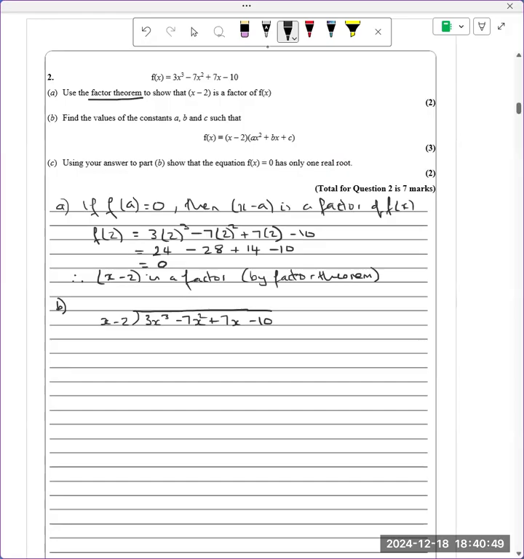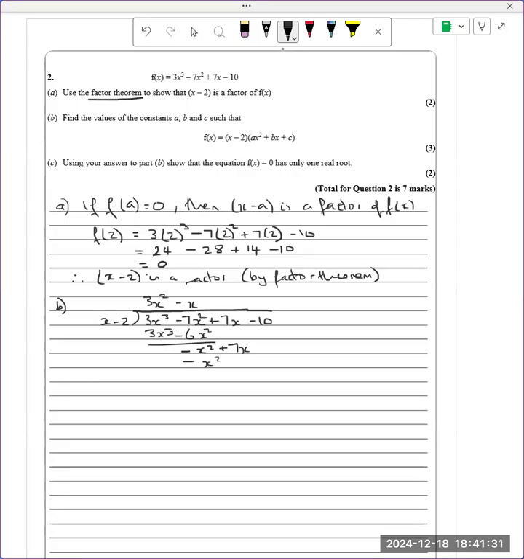And then here we go. So the first term is going to be 3x squared. Multiply that, 3x cubed minus 6x squared. And then subtract. Minus 7 minus minus 6 is minus 1. So it's minus x squared. Bring the next term down. I need to now have minus x to match the minus x squared. So that will be minus x.